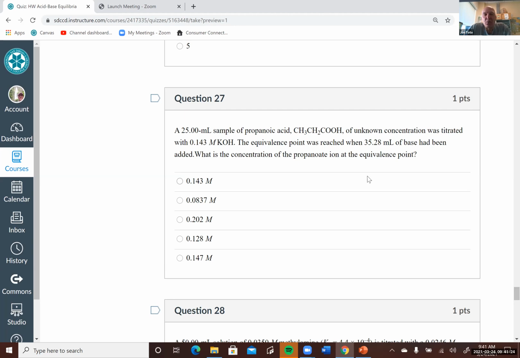So we know that it's a 1-to-1 ratio also. So you can figure out the moles of hydroxide that were titrated because you have the concentration, molarity times the volume. That has to equal the moles of the acid. But it's at equivalence point, so none of that's left. And so that number of moles created the conjugate base. So all you need to do is take that number of moles of conjugate base and divide it by the total volume of the solution, and you have its concentration.